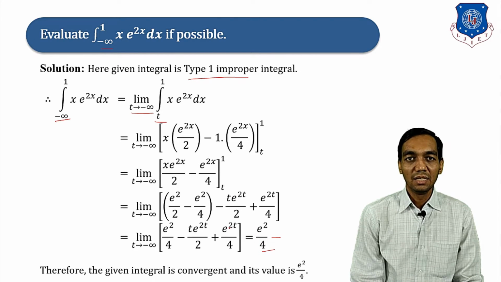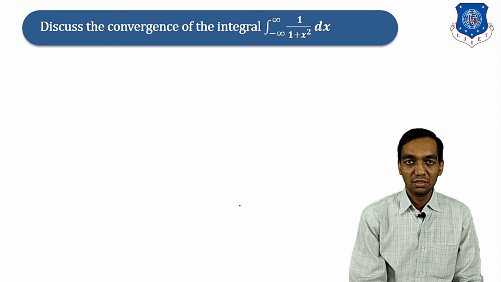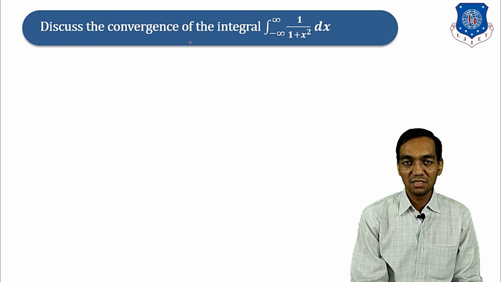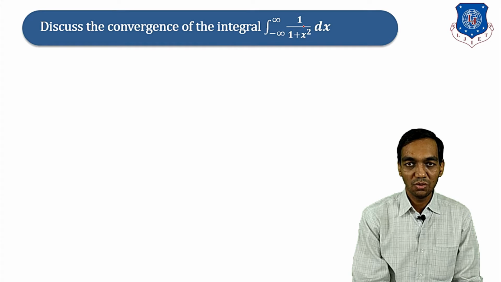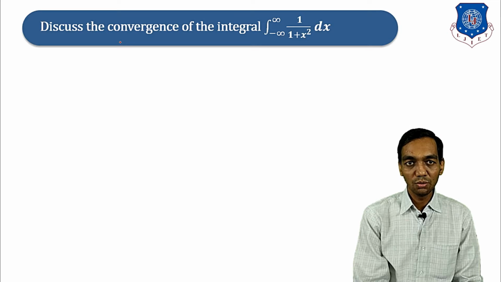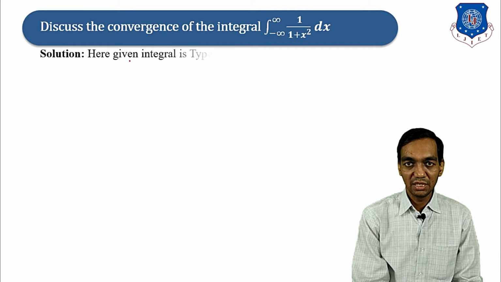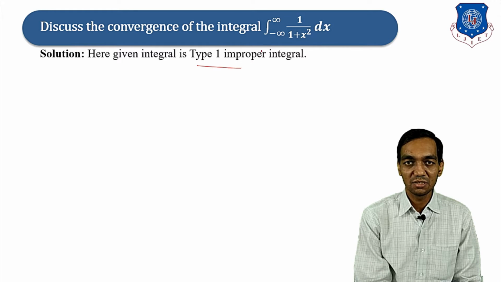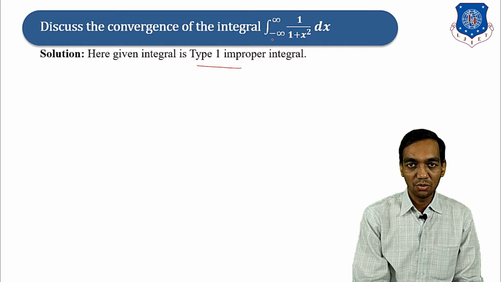Okay. Now we are going with an example. Discuss the convergence of the integral from minus infinity to plus infinity of 1 upon 1 plus x square dx. Correct? So if you integrate this one, then this is an improper integral of kind 1, type 1, correct? Because see, 1 upon 1 plus x square is an everywhere continuous function. And both limits are now infinite.